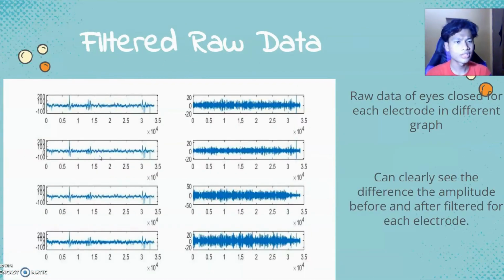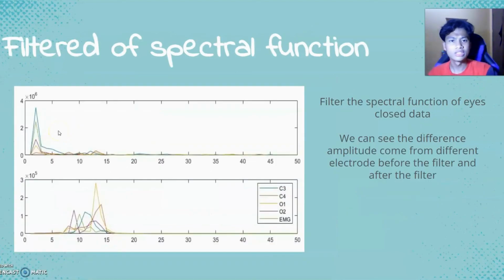We filter the raw data of each electrode. So we have C3, C4, O1, and O2. For this graph, you can see clearly the difference in amplitude before and after filter for each electrode. Before filter, the amplitude is different for each frequency, but after filter, the amplitude is quite similar for each frequency.